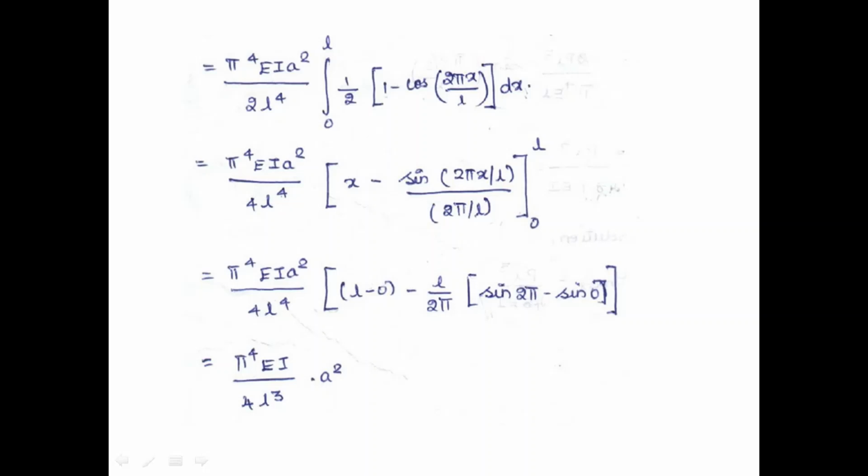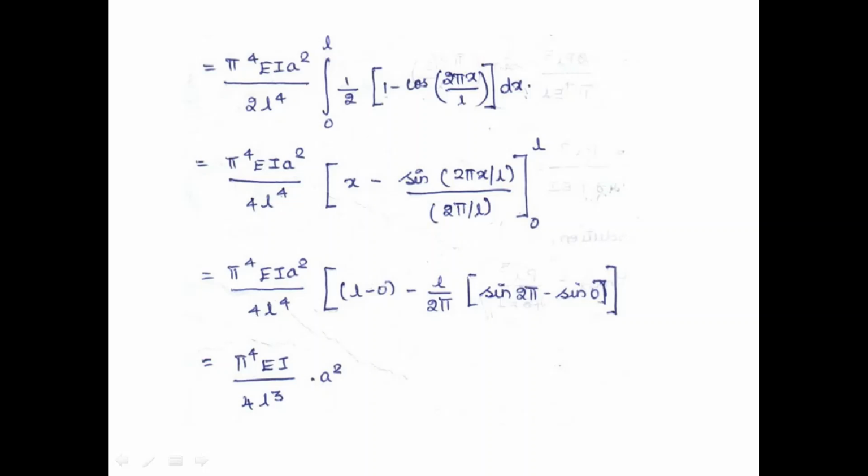You see, L minus 0, and L by 2 pi in the denominator, sin 2 pi minus sin 0. So this term becomes 0. You'll get only L out of this term. So pi to the power 4 EI divided by 4 L cube, one L will get cancelled, into A square. So this is the expression for the strain energy by using the trigonometric polynomial.